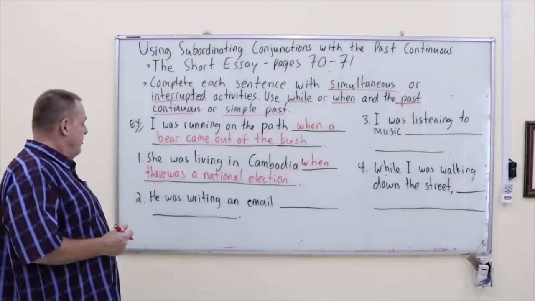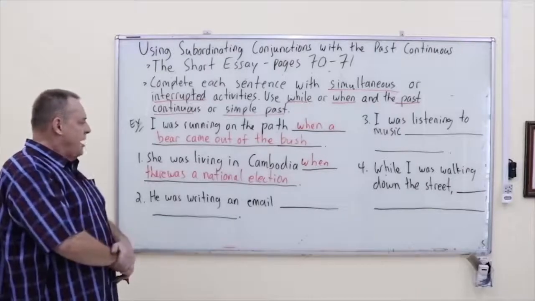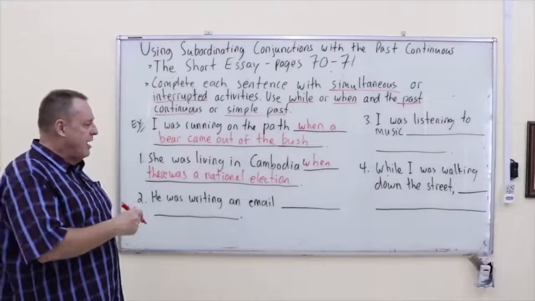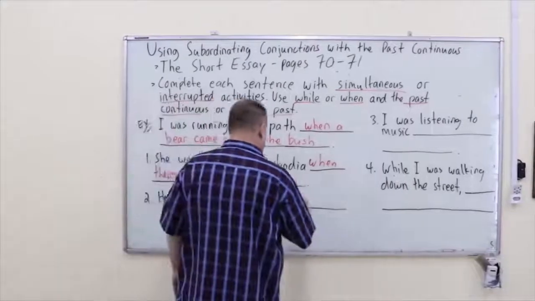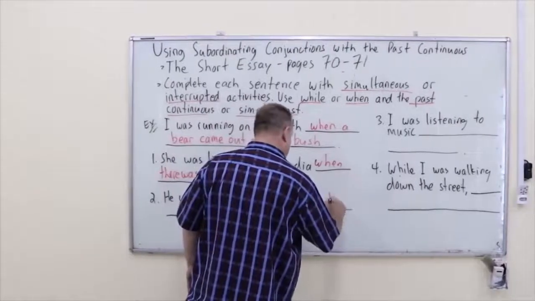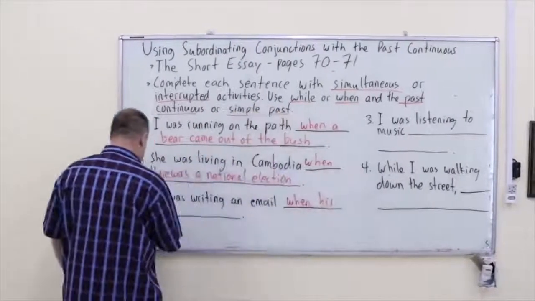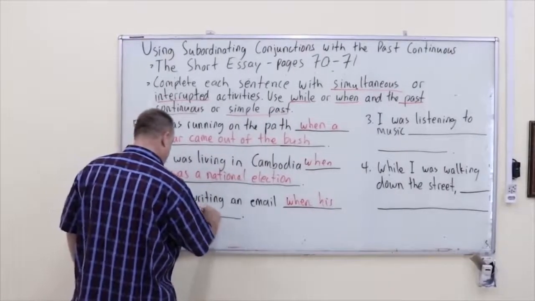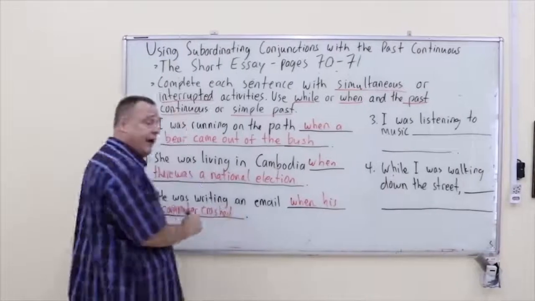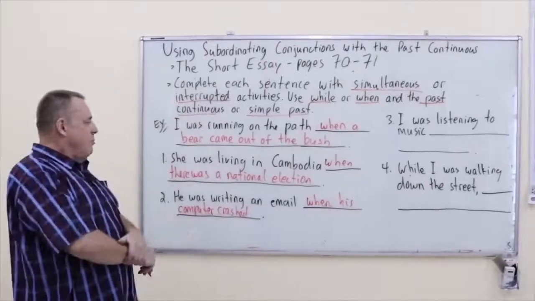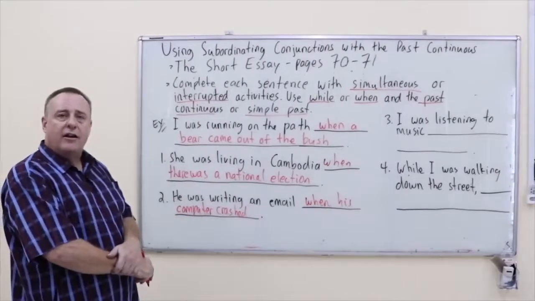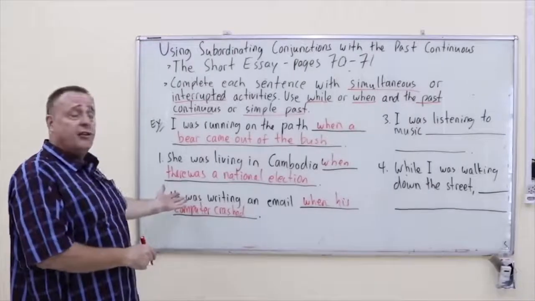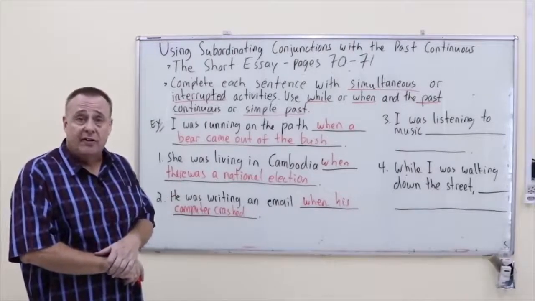Let's have a look at number 2. He was writing an email. What could we say for that? Well, we could say something like, when his computer crashed. So again, for number 2, he was writing an email when his computer crashed. So for this one, that would be an interrupted activity.